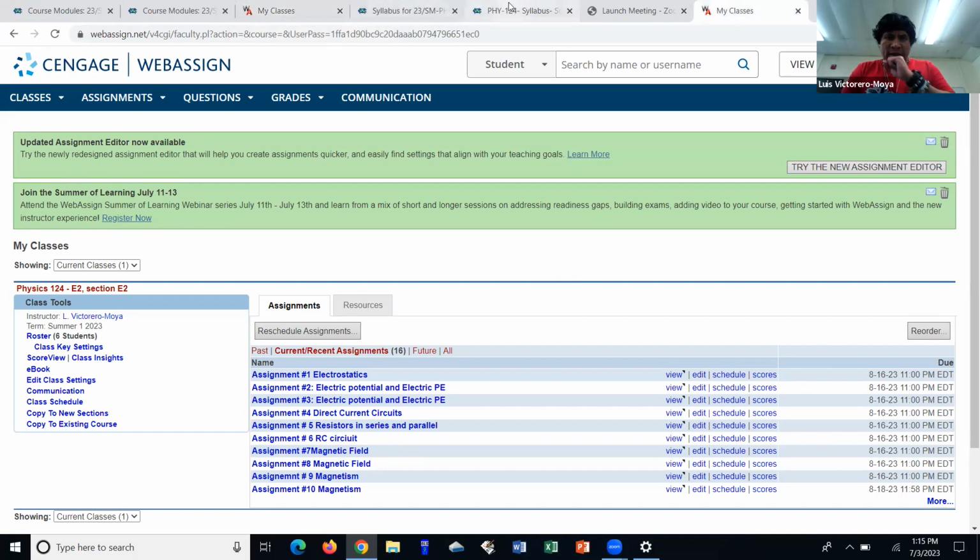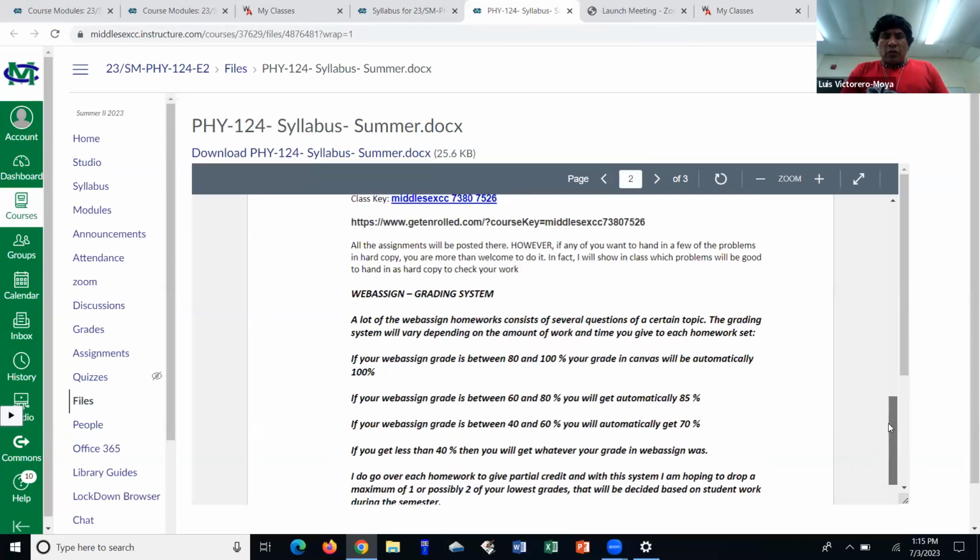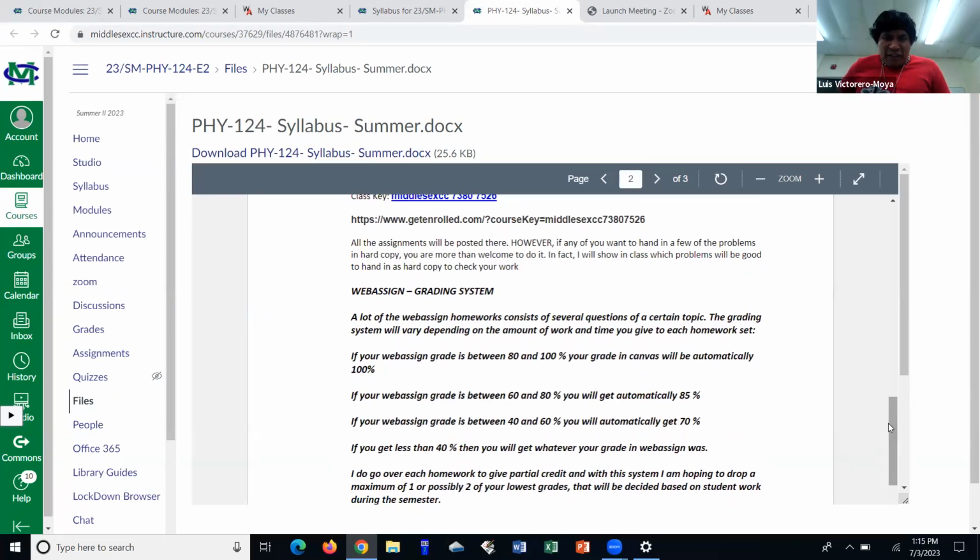That's normally what I see in my years teaching physics here at Middlesex or other colleges, that WebAssign helps students to increase the GPA, especially if they complete it to 100%. Now, regarding WebAssign, there is a grading system I use, where you can get between 80 and 100% in your assignment, and you still get 100%.